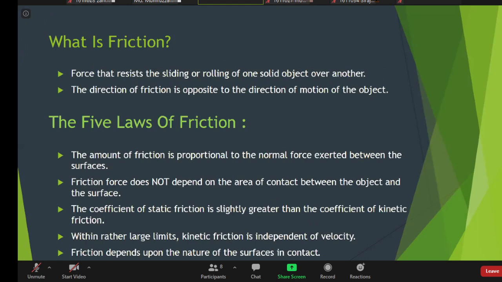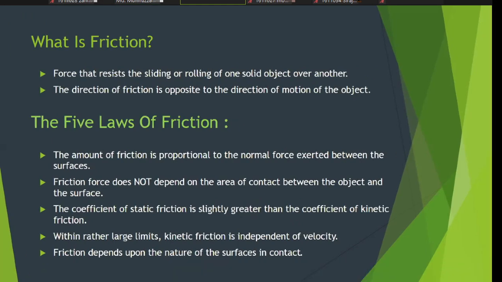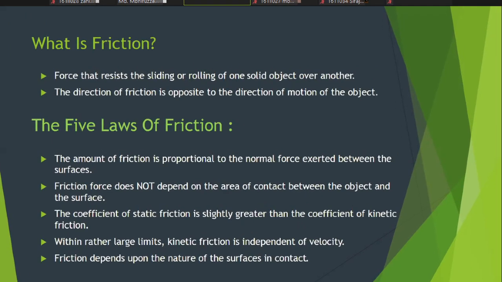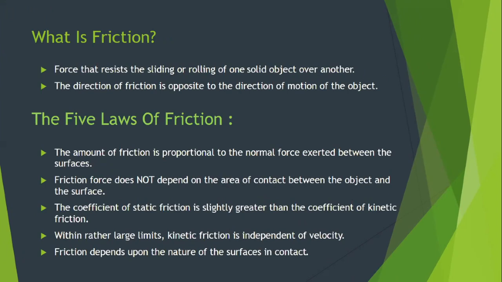Before going any deeper, let's first know what friction is. Friction is a force that resists the sliding or rolling of one solid object over another. As friction is a force, it has a direction, and the direction of friction is opposite to the direction of motion. There are five basic laws of friction that we should know, and they are pretty much self-explanatory. So I will just say the five laws.